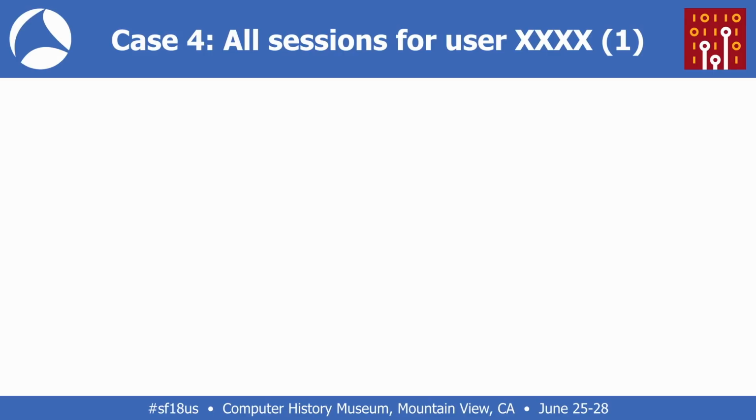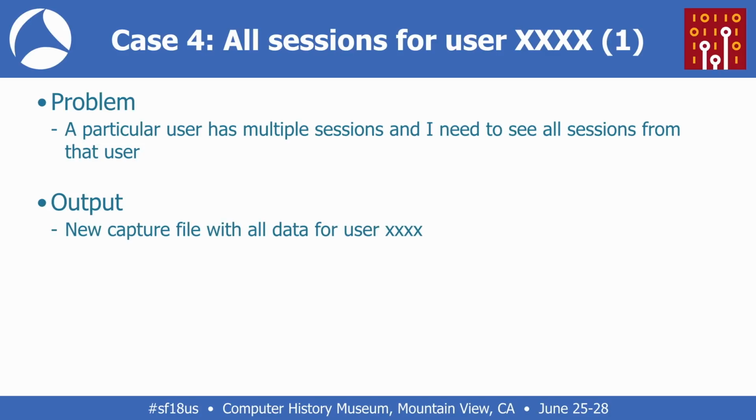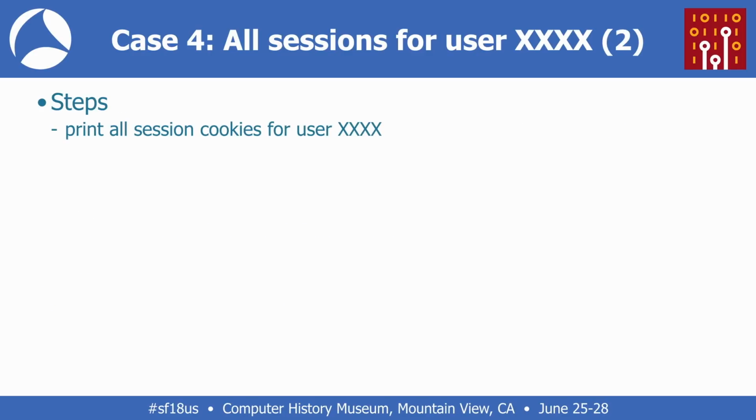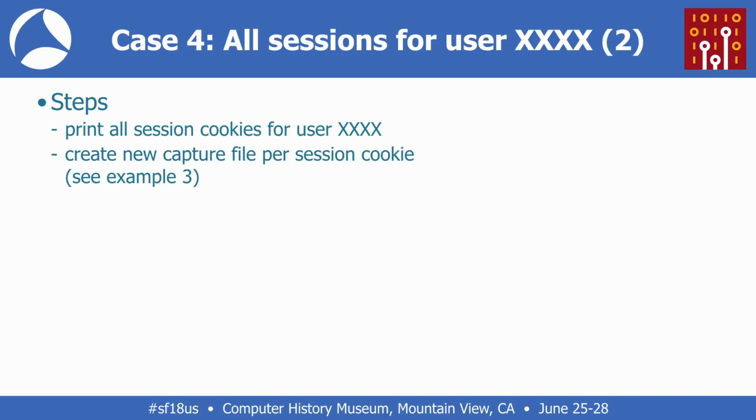Now I'm going to take it one step further, because normally you don't know the cookie of the user, you only know the username. So you want to find out which session IDs were available for this user. Again, there's an output file, but now not only for the PHP session ID that we knew before, but for a certain user. And again, it's a file with HTTP data. First, I want to print all the session cookies for the user. Then create a new capture file per session cookie, as we just did before. And then merge those files into a new file, and that's it.